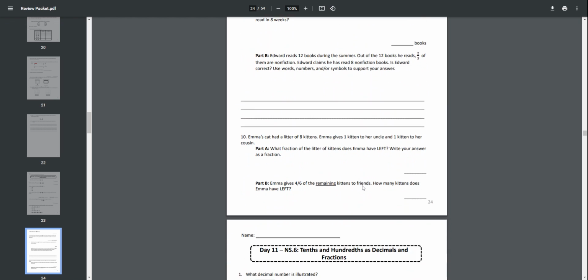And finally, number 10. Emma's cat had a litter of 8 kittens. Emma gives 1 kitten to her uncle and 1 kitten to her cousin. Part A, what fraction of the litter of kittens does Emma have left? Write your answer as a fraction. And then part B, Emma gives 4/6 of the remaining kittens to friends. How many kittens does Emma have left?